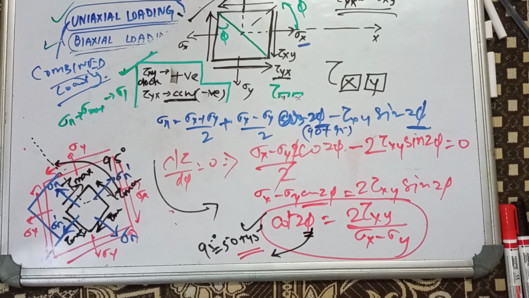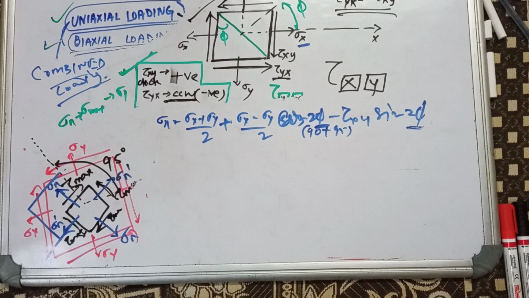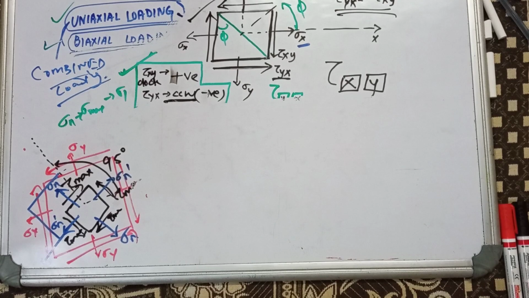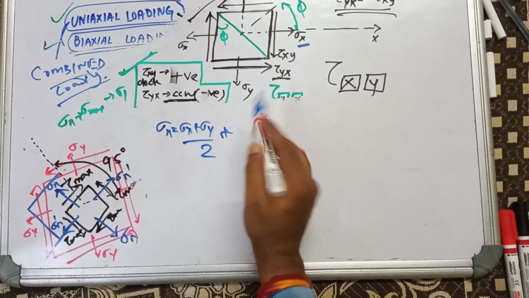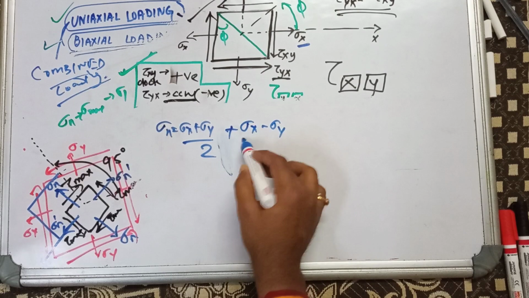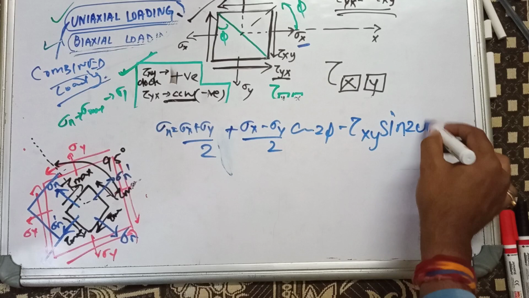Now I was talking about deriving the formula of uniaxial loading from this generalized formula. That I will give you as a home task. You tell me whether I have taught you right or not. In the formula, we got sigma x plus sigma y by 2 plus sigma x minus sigma y by 2 cos 2 phi minus tau xy sin 2 phi. Is it clear to you or not?